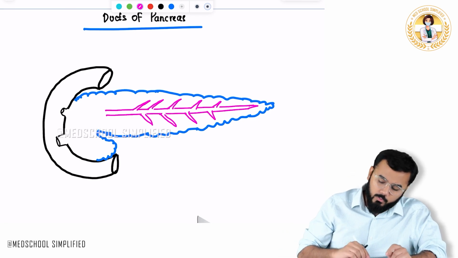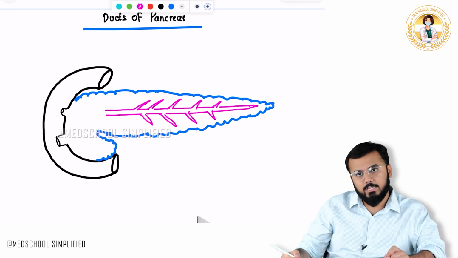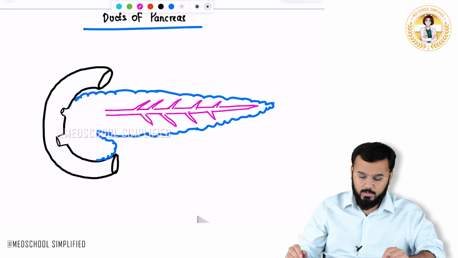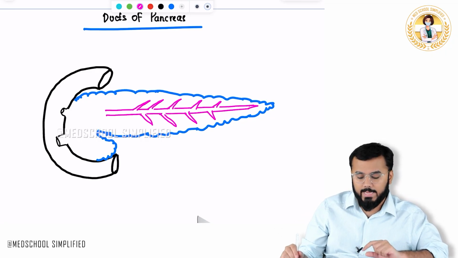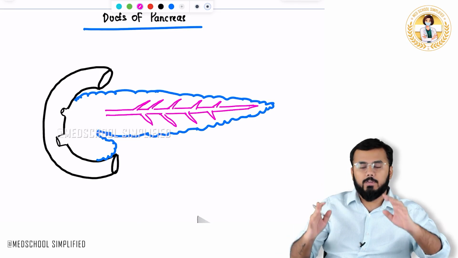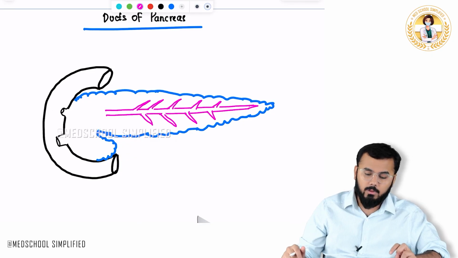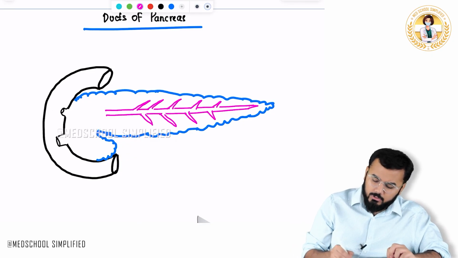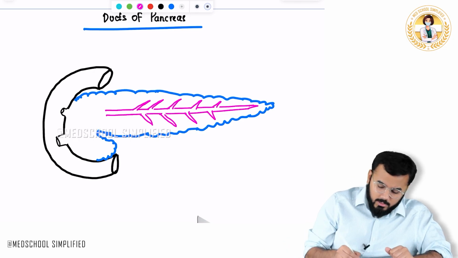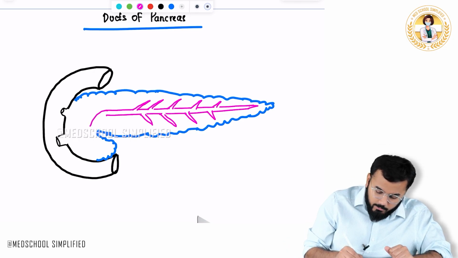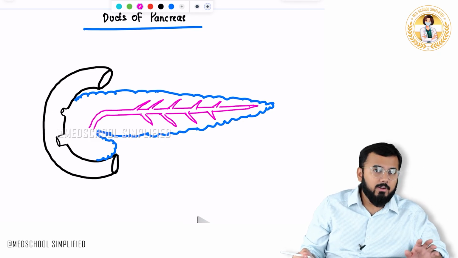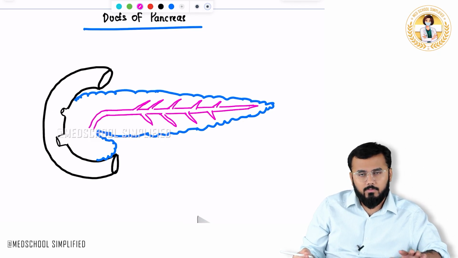So how is this ductal system arranged? This ductal system is called a herringbone pattern. The way it is arranged is like a fir tree, so it is called a herringbone pattern. And the duct which is located in the center is called the main pancreatic duct. Now remember one thing, this main pancreatic duct will come all the way down here.